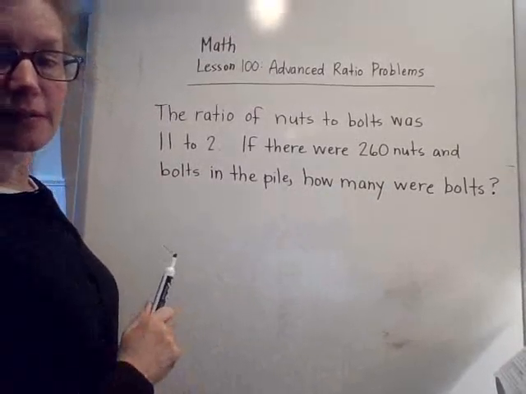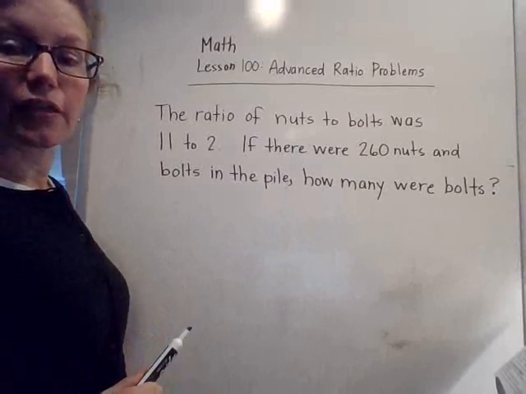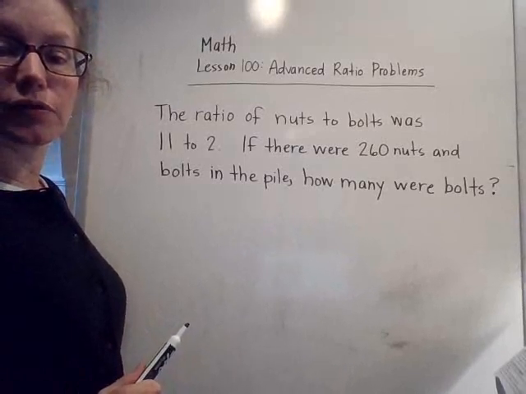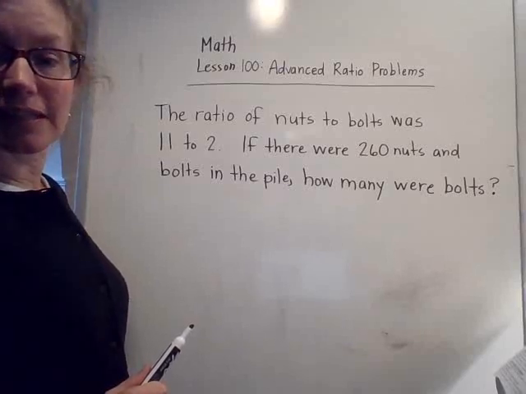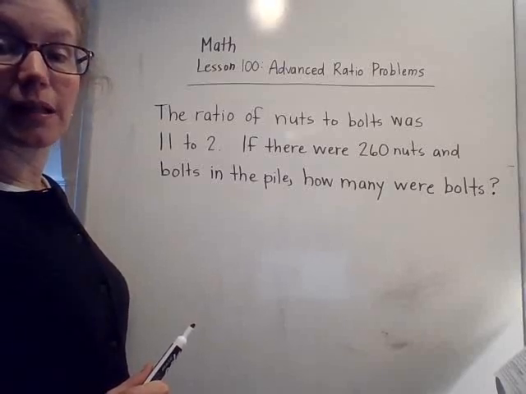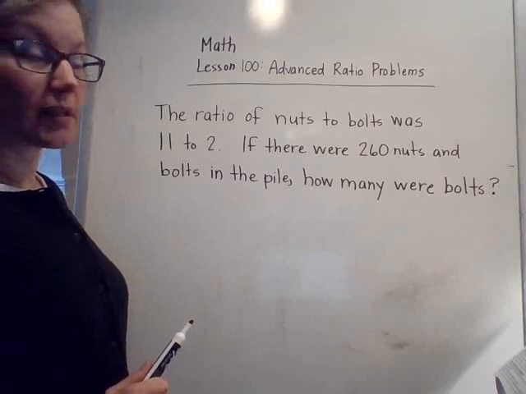We see this word problem which says, the ratio of nuts to bolts was 11 to 2. If there were 260 nuts and bolts in the pile, how many were bolts?